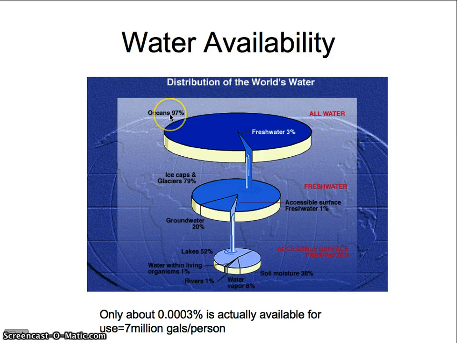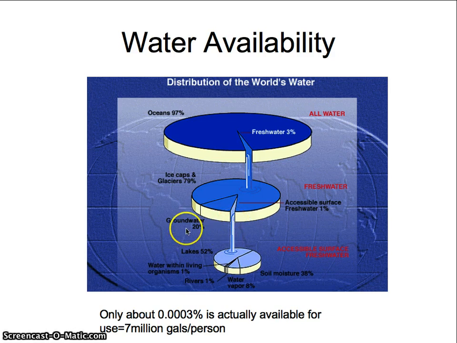So 97% of all water on the planet is in the oceans, and only about 3% of it is in fresh water. So if we follow that graphic down, we then look at just the fresh water on Earth. Almost 80% of fresh water on Earth is locked up in the ice caps and glaciers. 20% of it is in groundwater, and then only 1% of it is accessible fresh water.